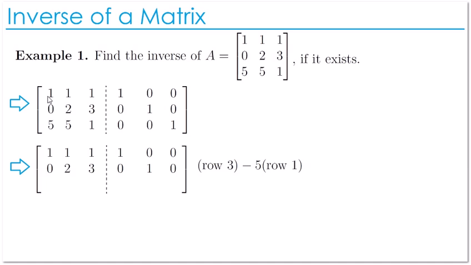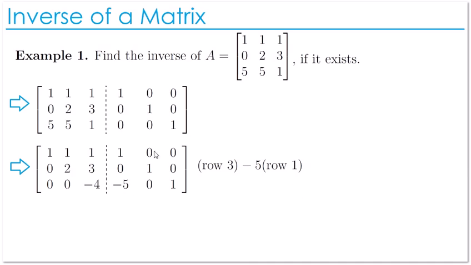So we have 5 minus 5, we have 0. 5 minus 5, 0. 1 minus 5, negative 4. 0 minus 5, negative 5. 0 minus 0, 0. 1 minus 0, we have 1. Note that whatever we do to a row of A, we also do to the corresponding row of I sub 3, like what we did here.